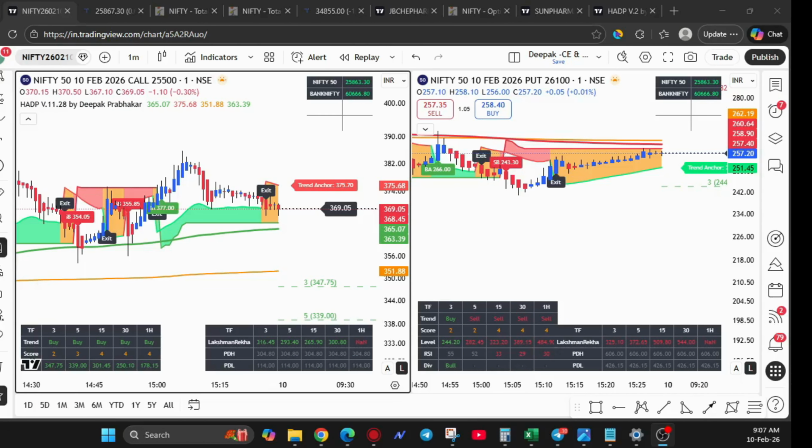Good morning. Welcome to this session on the updated HADP indicator. So we'll see in this session how to use this indicator. Okay. Now we will first discuss what are the strike prices that we should choose.